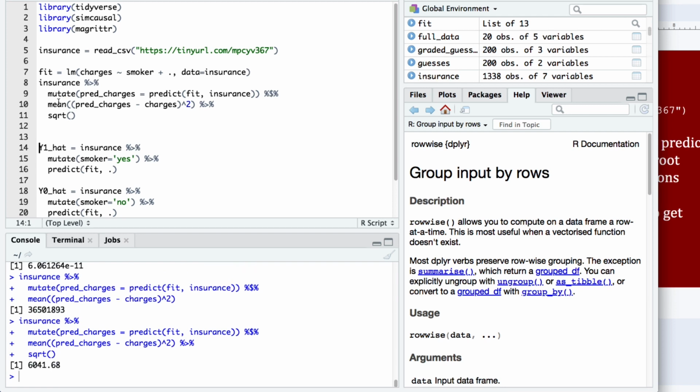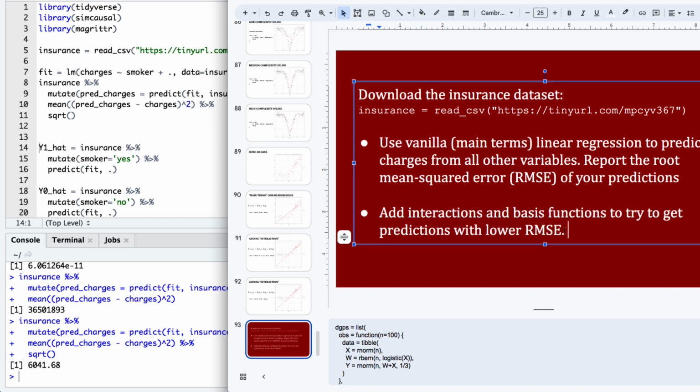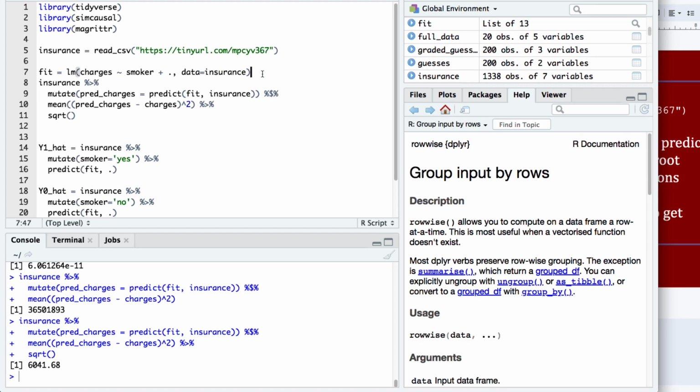Okay, so this tells us that we're off in general with this main terms regression. We're off by about $6,000 on average. You give me a random person, I'll give you the prediction for what their charges will be this year. You give me their true charges, I'm off usually by about $6,000. That's what this says.